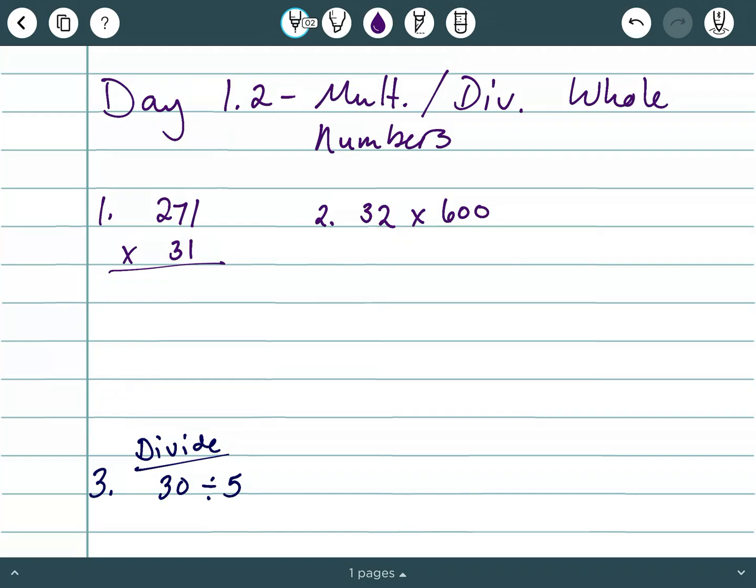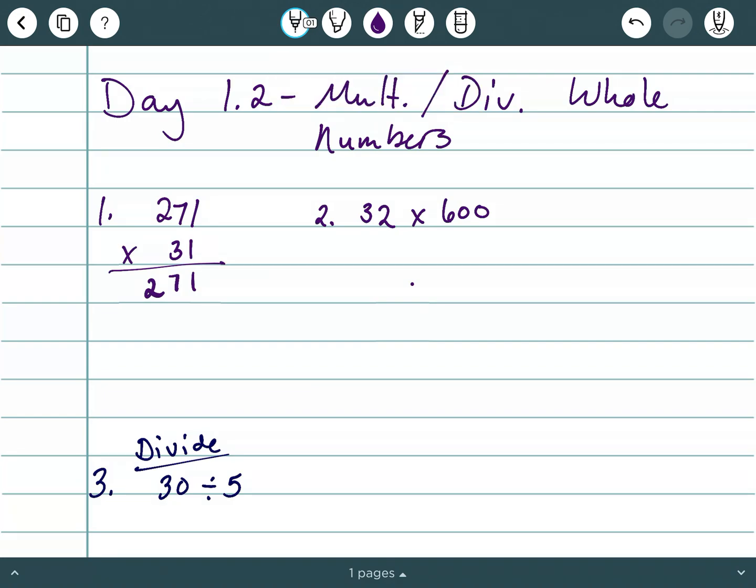So there's kind of two ways we can look at this. First, on this first problem, if I'm doing 271 times 31, we're doing this by place value, and it's important we understand that. So the first thing we're going to do is take the ones place, the 1 in the 31, and multiply that by every one of those. So 1 times 1 is 1, 1 times 7 is 7, and 1 times 2 is 2.